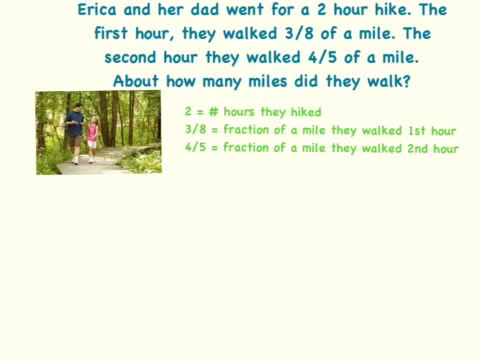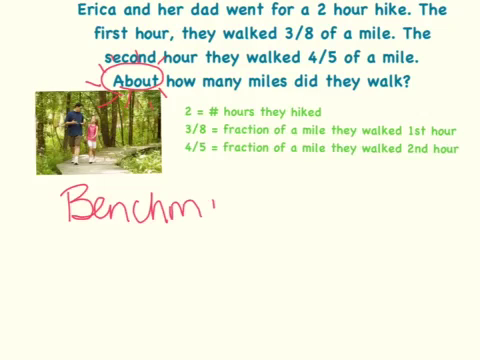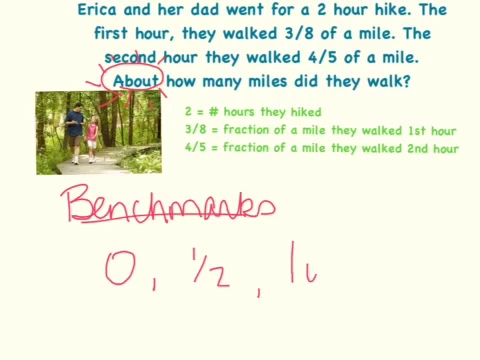Now we need to go back and look at our question. Our question says, about how many miles did they walk? This word about tells us that we're going to be estimating. Estimating, as you remember, is like rounding. But with whole numbers, we round to 0. With fractions, we round to benchmark numbers. Benchmark numbers are numbers that are very common and easy to remember. The benchmarks for fractions, to round them or to estimate them, are 0, 1/2, and 1 whole.